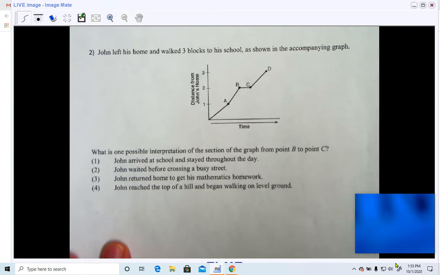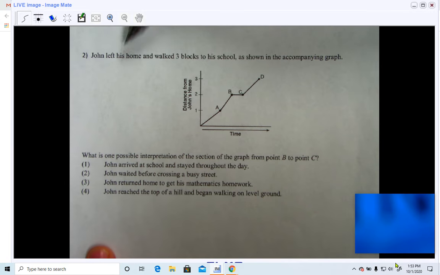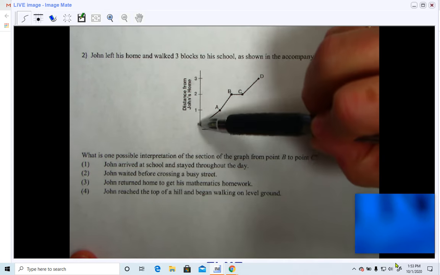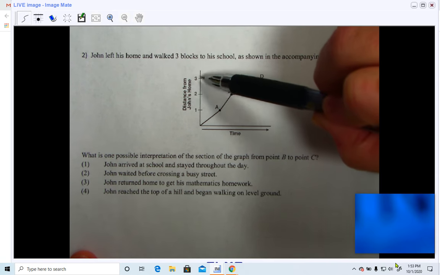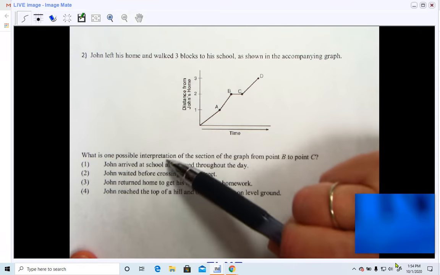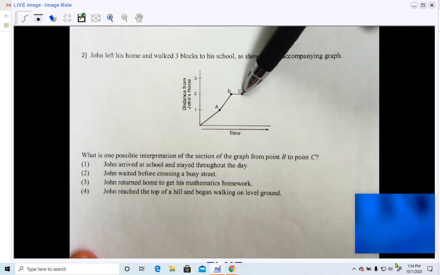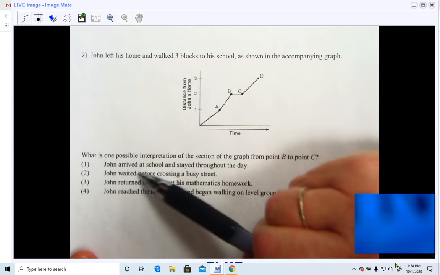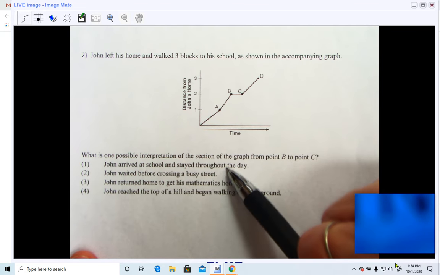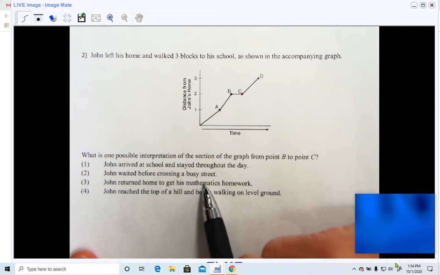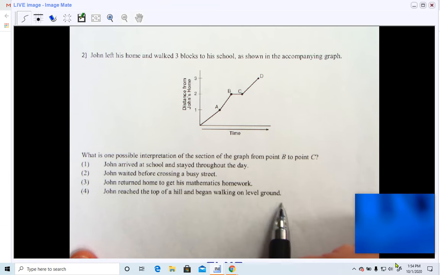So number 2. John left his home and walked 3 blocks to his school. So here's the graph. Time, of course, here, distance here. So that's 1 block, 2 blocks, 3 blocks. So what is one possible interpretation of the section of the graph from point B to C? John arrived at school and stayed throughout the day. John waited before crossing a busy street. John returned home to get his mathematics homework. Or John reached the top of a hill and began walking on level ground.